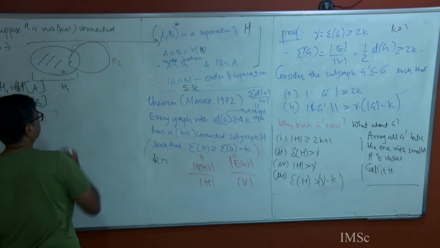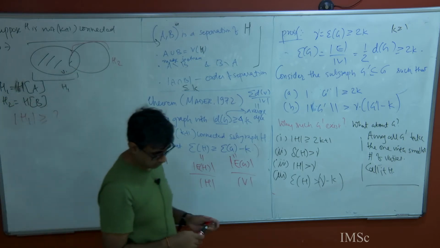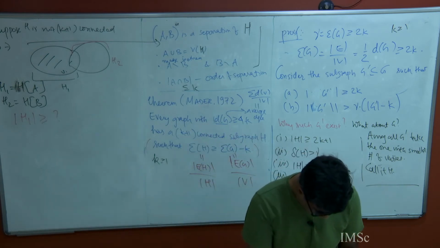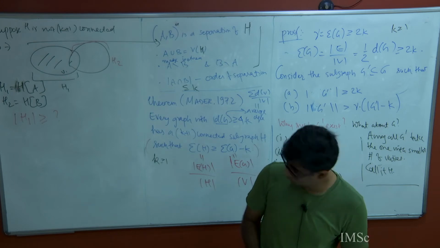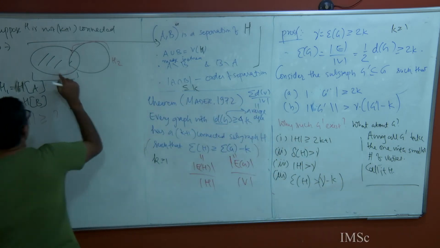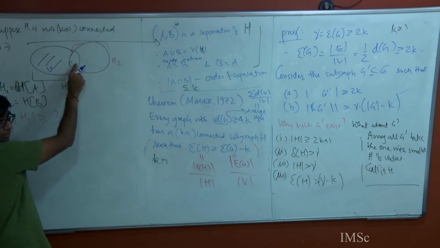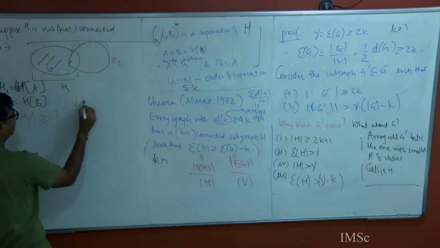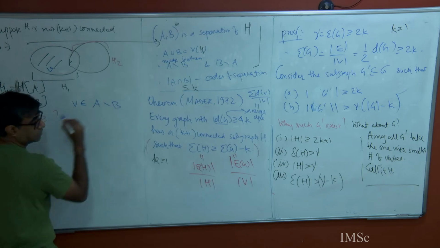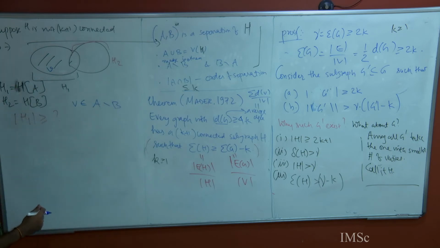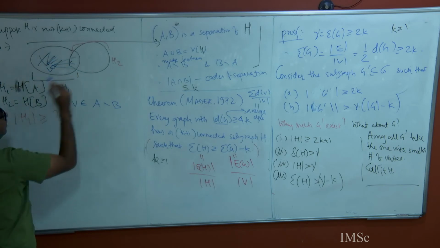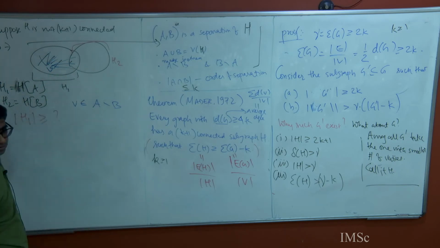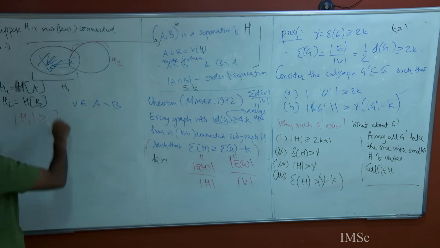Pick up some vertex here. Where are his neighbors? Look at a vertex V here. So where is V? V is in A minus B. Where are his neighbors? His neighbors are here, or his neighbors are here, but his neighbors are not here for sure. And because we have a proper separation, we know such a vertex V exists. So what is its degree?